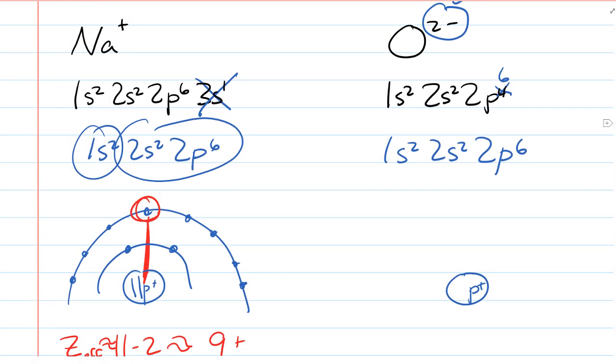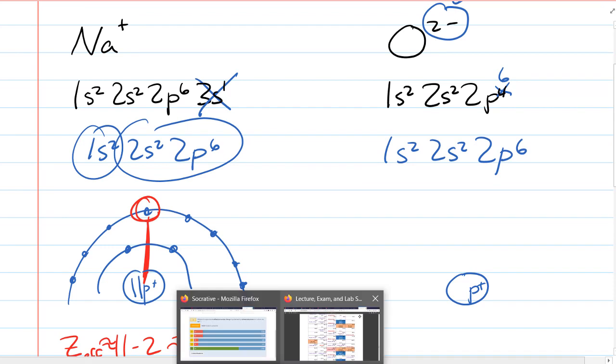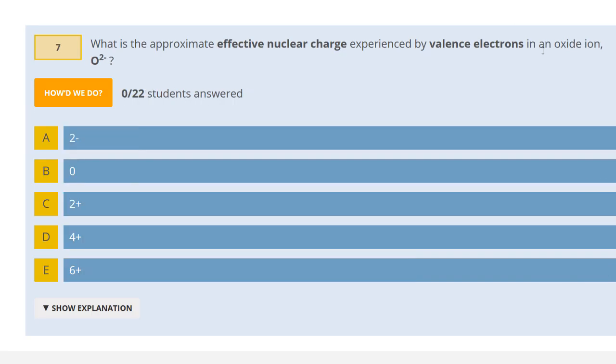Go ahead and try this out now for the oxide ion. What is the approximate effective nuclear charge for the valence electrons in an oxide ion? Take 15 seconds. Get this locked in, please.